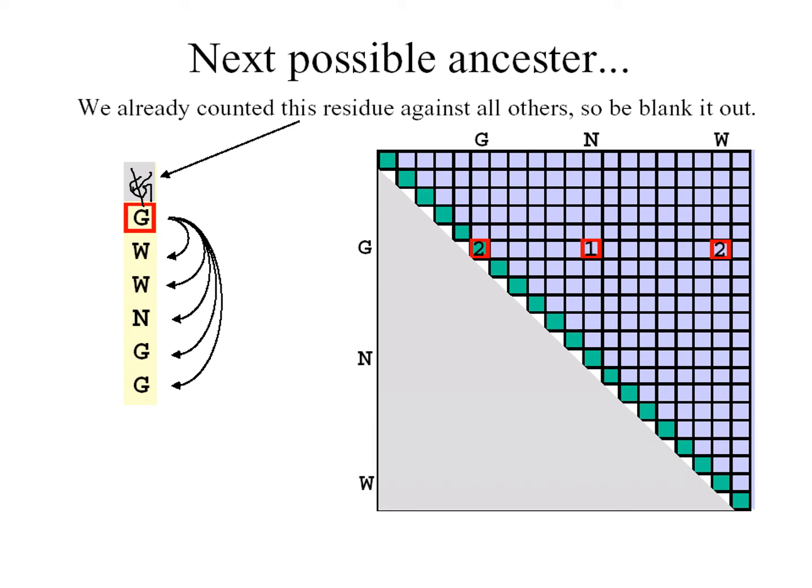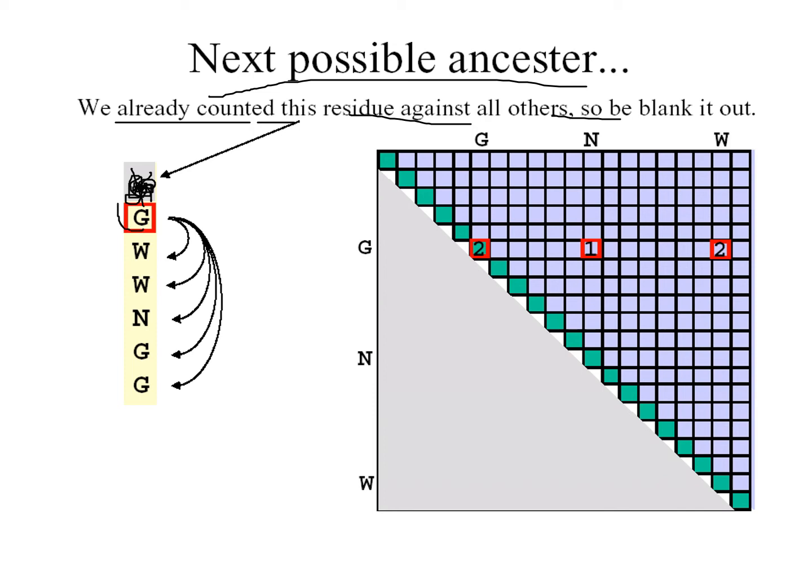All right, so we already counted this residue against all, so it will be blanked out. So we basically counted this first element against all others, so we have left it blank. So we have started from the next element by taking it as an ancestor. So in this case we took G again. There were two G's from the front, right? So we took the second element, which was again G.